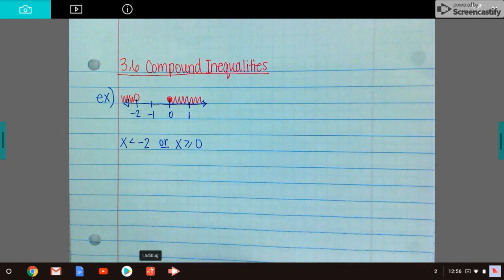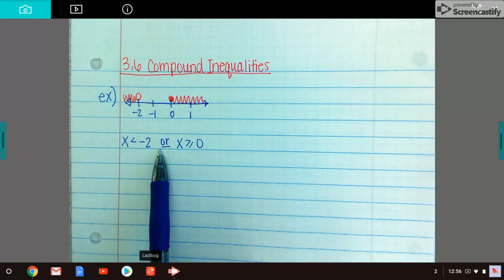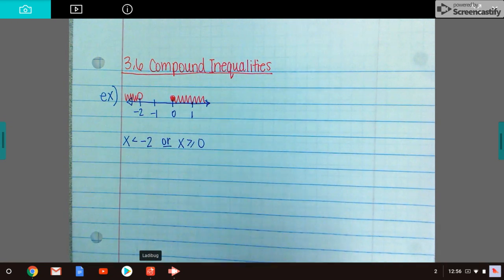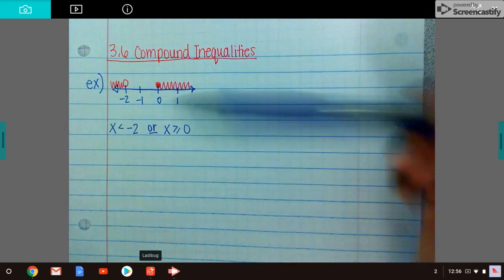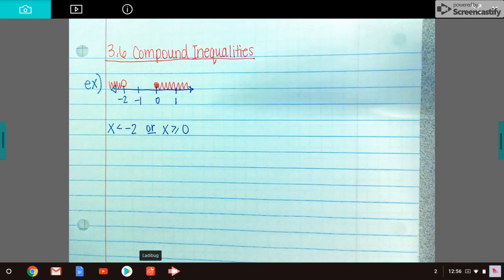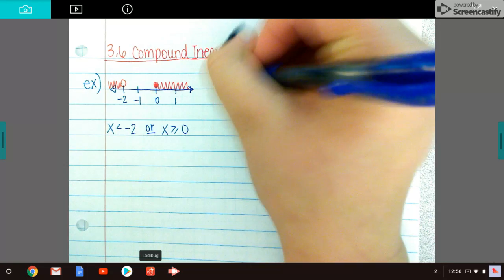So when using these compound inequalities, we're either going to have ors or ands. We're going to do 4 examples of or and then 4 examples of and call it a day. So this one we started with the graph and worked backwards to our inequality. Let's start with the inequality and then graph.